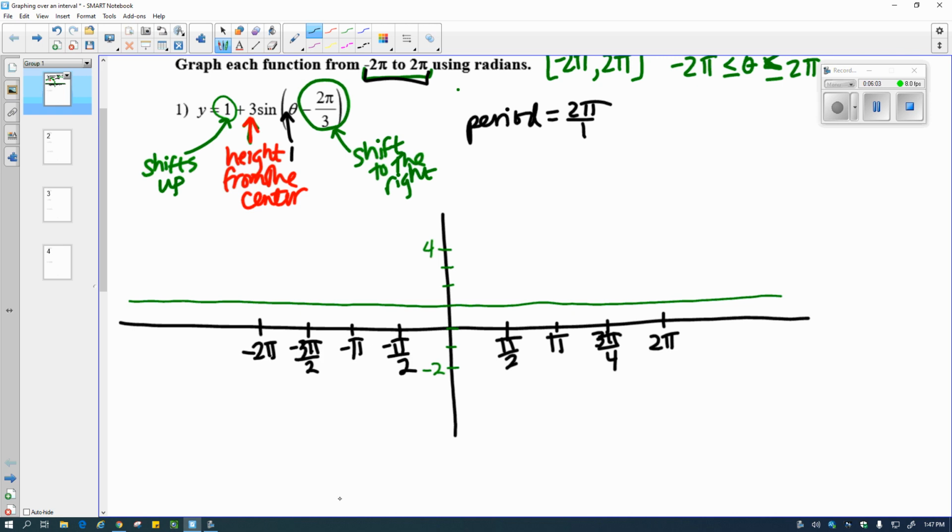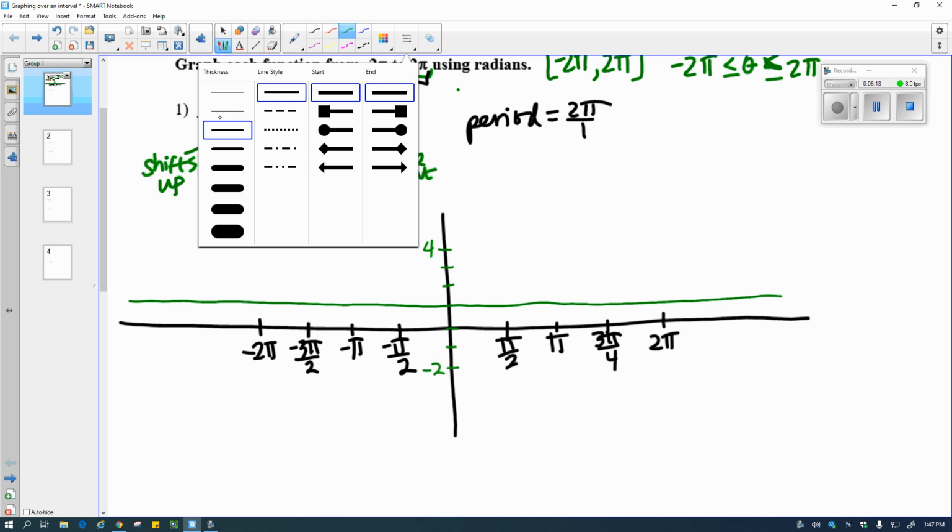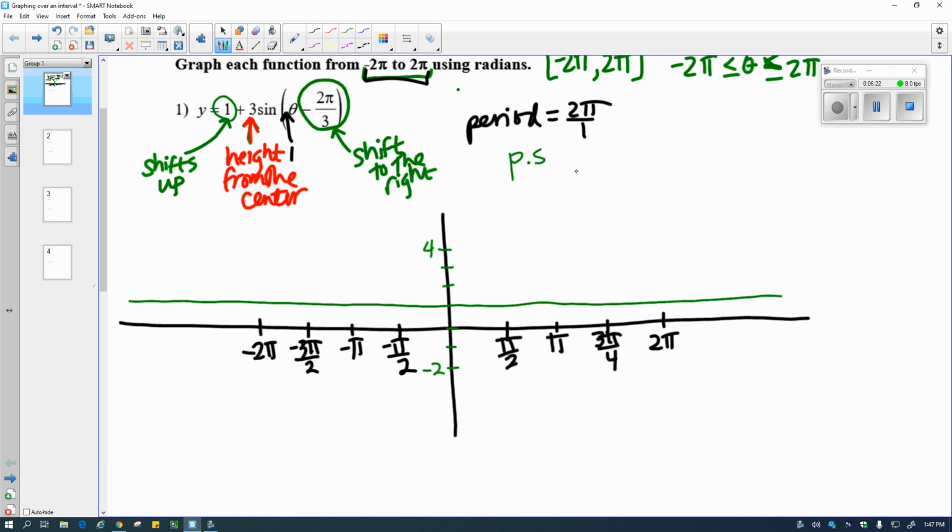Okay, and then the next thing that I want to look at, and almost the last thing, before I start to graph my function, is the phase shift. So I'll go back to my green and do my phase shift. My phase shift is when theta minus 2 pi over 3 equals 0. So that's when theta is 2 pi over 3.